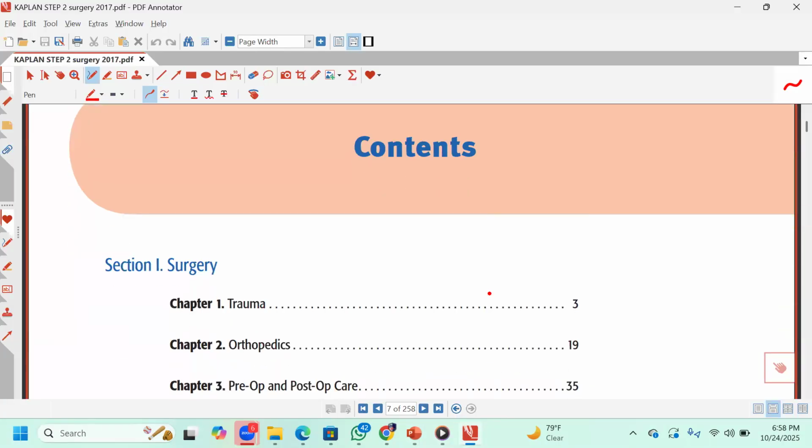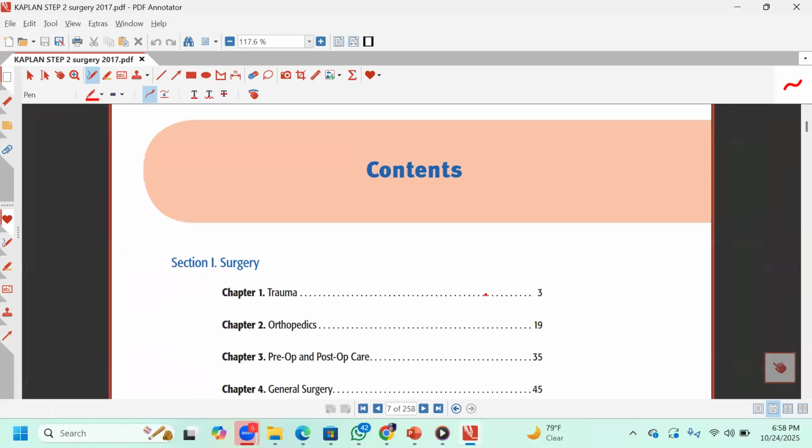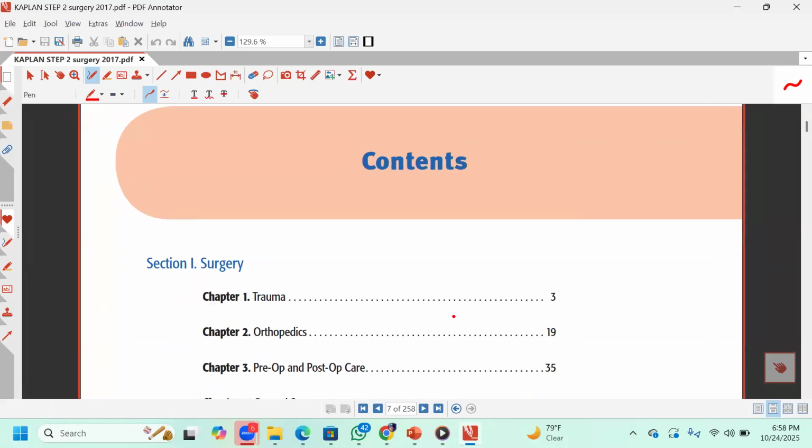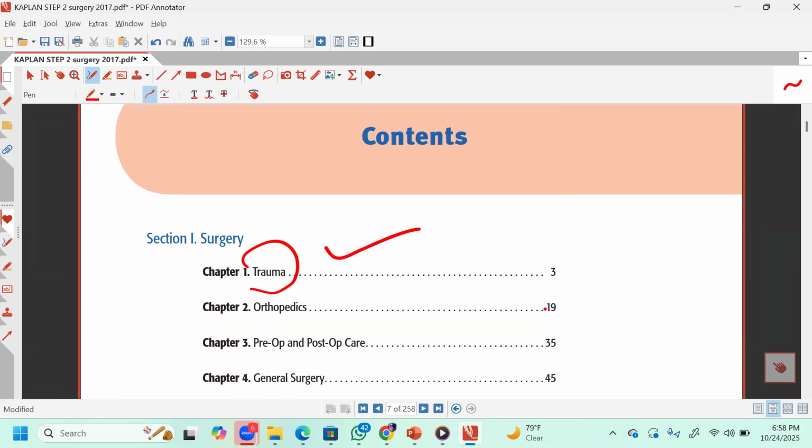So here is Kaplan Step 2 CK, Kaplan Surgery. In this book we will mainly follow the trauma chapter. The trauma chapter is extremely important, and a lot of questions come from this part as well. So we will follow the Kaplan for the trauma chapter.